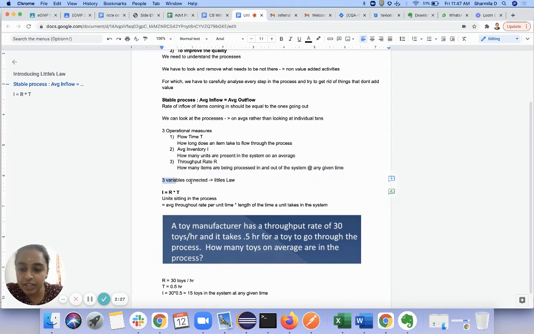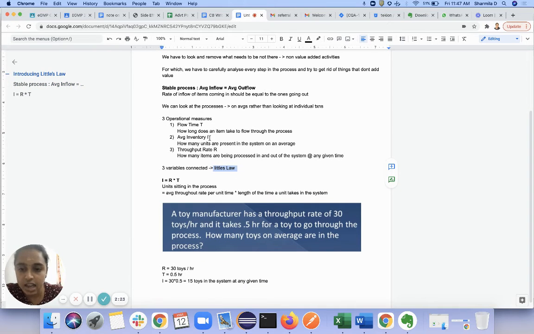Okay, so these three variables are connected through Little's law. Let's see what this Little's law is. So we have I, which is equal to the throughput rate R and the flow time T. So I is the units sitting in the process, that is equal to the average throughput rate per unit time into the length of time a unit takes in the system. This is similar to the formula distance is equal to speed into time. So distance is nothing but the number of units, speed is our throughput rate, and time is time here.